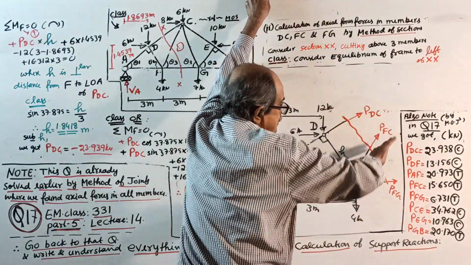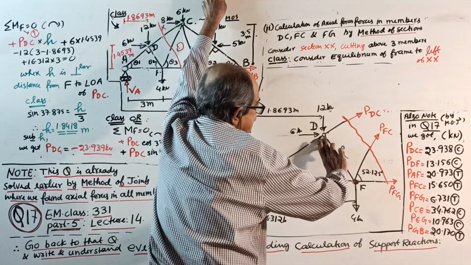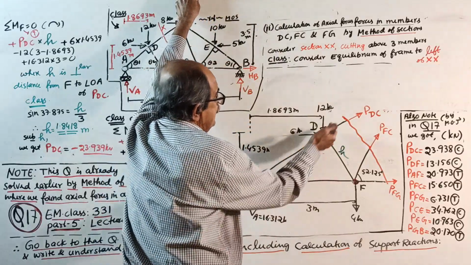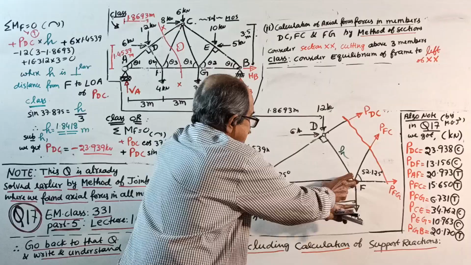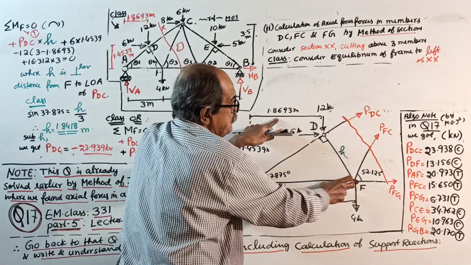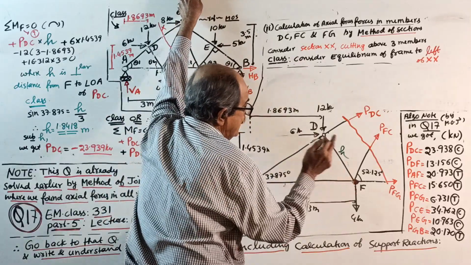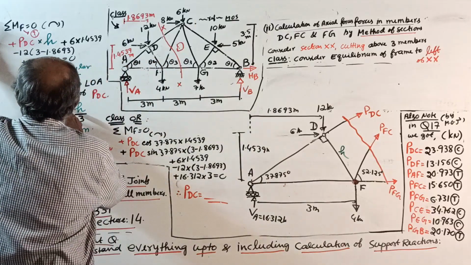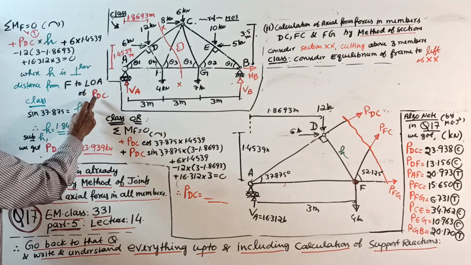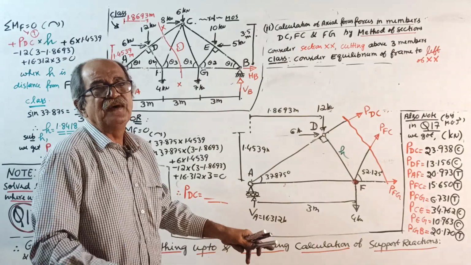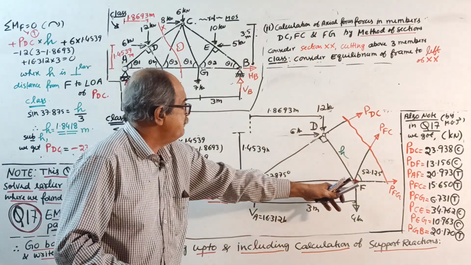Take moment here. PDC into H clockwise plus 6 into this height 1.4539 minus 12 into this distance, 3 minus 1.8693, plus 16.312 into 3 equal to 0. Therefore, H is the perpendicular distance from F to the line of action of PDC. We will never bother if it comes and touches D. Let it touch anywhere. It is the perpendicular distance.